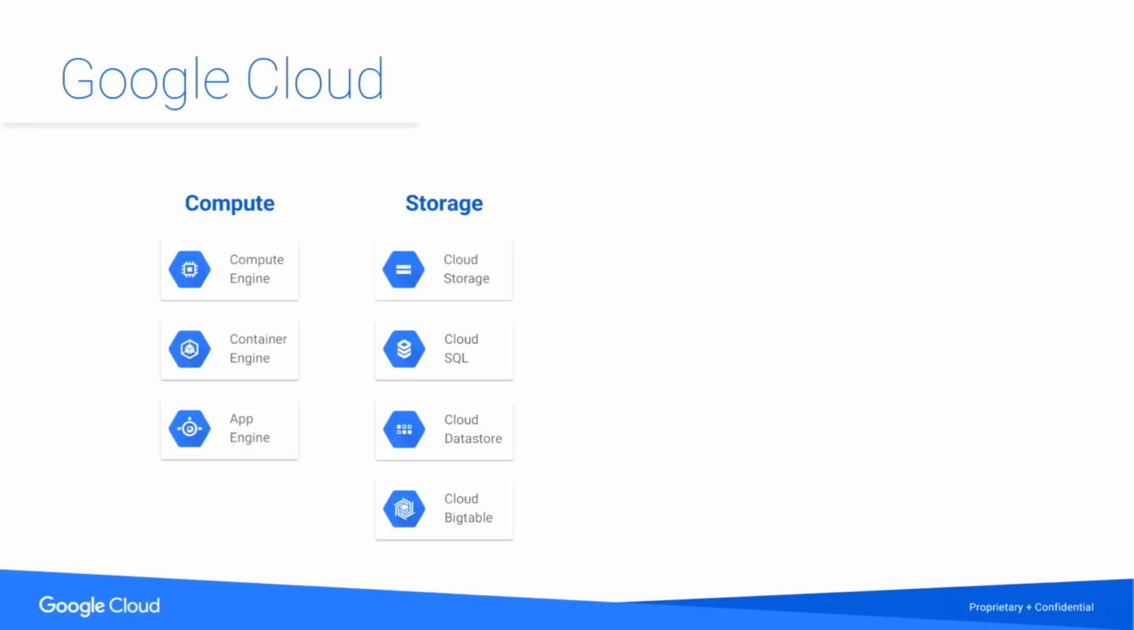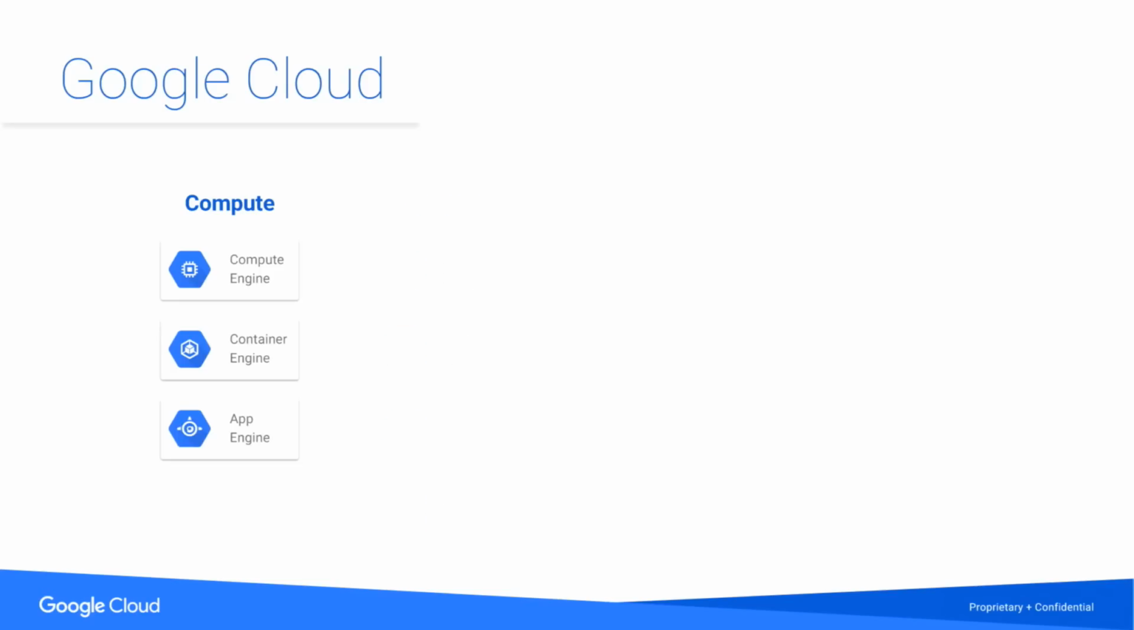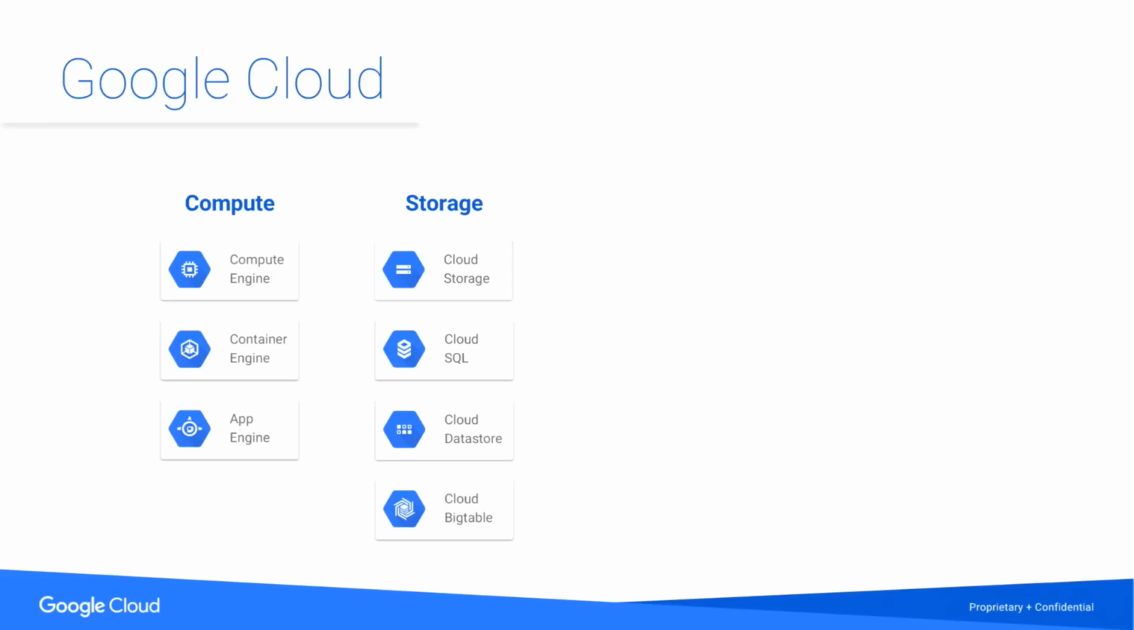I don't want to go too deeply into these options because we've had a lot of talks already on how to drill down on these, and there's a lot of products. This is just a bit of a snapshot. So firstly, we have compute. These are the tools we might be using for application development: Compute Engine, Container Engine, App Engine. And then storage: Cloud Storage for blob storage, Cloud SQL as our hosted MySQL, and then Cloud Datastore for NoSQL, Cloud Bigtable for massive distributed key value.